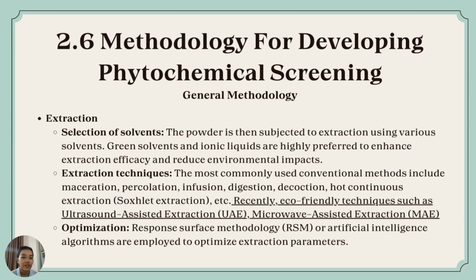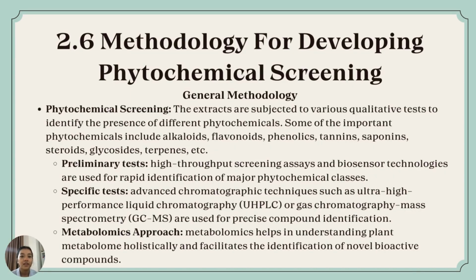Next is extraction. Now this involves a few steps, one of which is selection of solvents, extraction techniques, and optimization. Next is phytochemical screening. So the extracts are subjected to various qualitative tests to identify the presence of different phytochemicals. Some of the important phytochemicals include alkaloids, flavonoids, phenolics, tannins, saponins, steroids, glycosides, and terpenes.